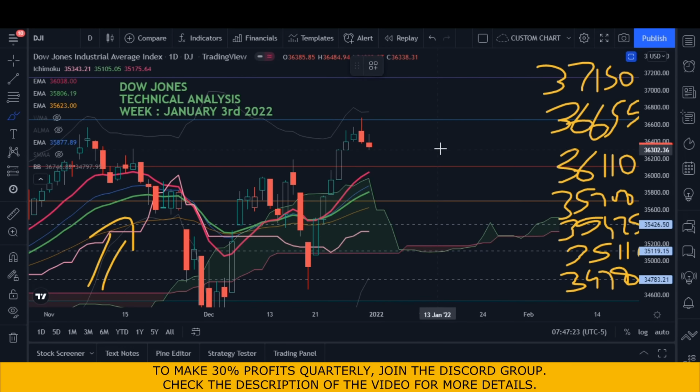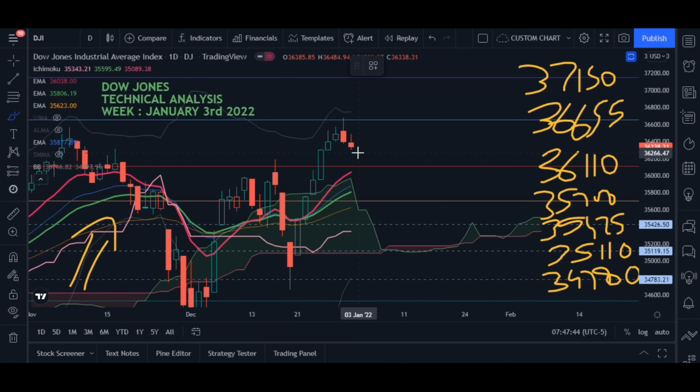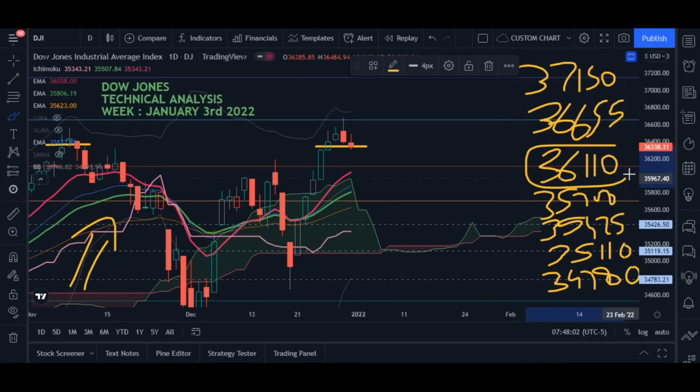Now let's see how it is going to react in the coming week. On December 30th and on December 31st, you can see that there are two bear candles. So what is most likely to happen here is the market is trying to hold here. That's good because it was here with the previous one. Now it has this immediate support at 36,110, and I've told you the importance of 36,110 many times in my previous videos.